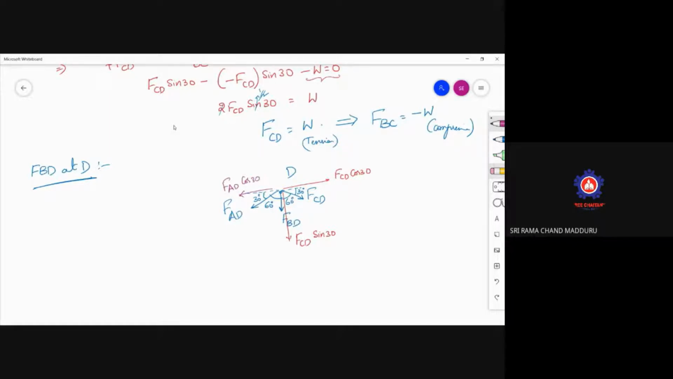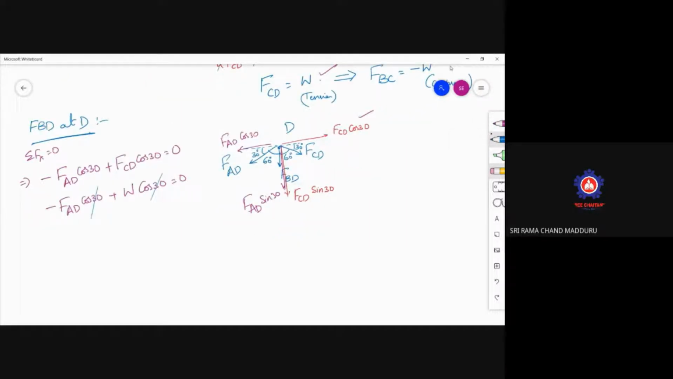FAD cos 30, FAD sin 30. Now sigma Fx equal to 0, FCD cos 30 and plus W cos 30. So FAD is equal to plus W, which is tension. Sigma Fy equal to 0: minus FAD sin 30 minus FCD sin 30 minus FBD equal to 0.